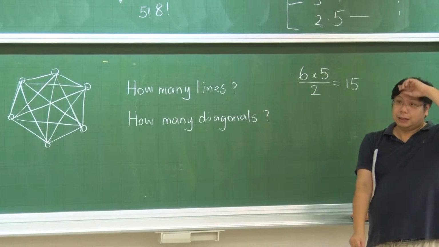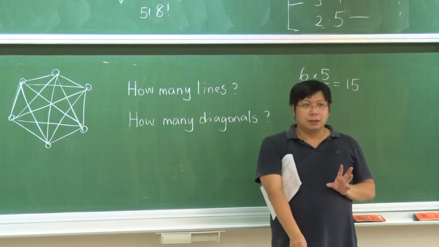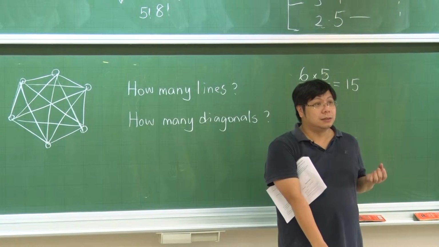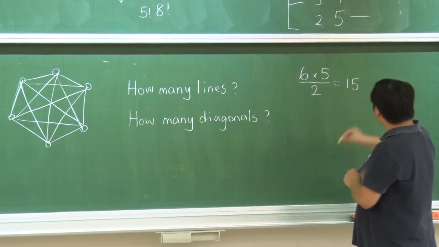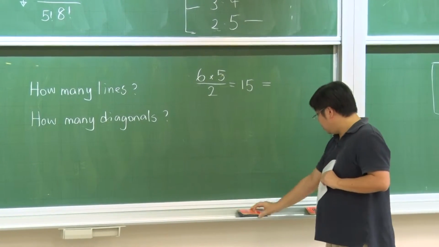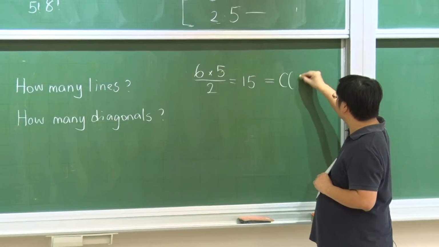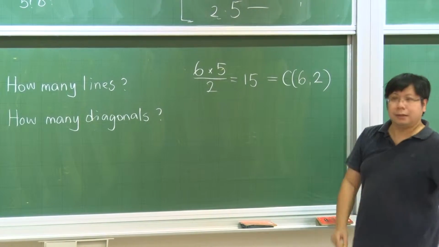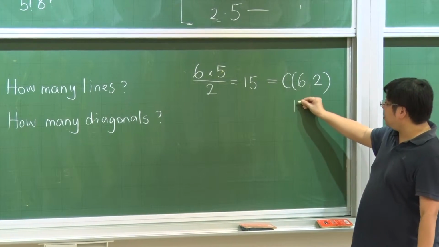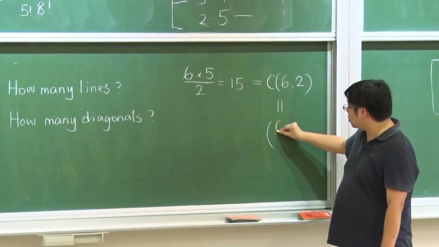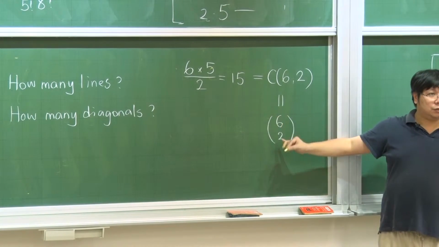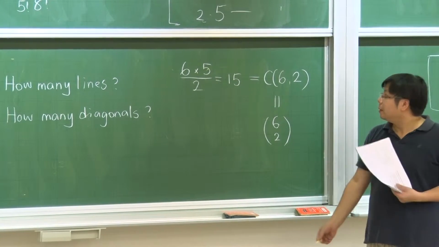Is that okay? Another way of counting is there are 6 vertices. You pick any 2, they will form a line. So the number of lines must be equal to 6 choose 2. This is exactly the same as the previous number. Usually 6 choose 2, we write it in this way, with 6 and 2 in a bracket enclosing them. It is not 6 divided by 2.